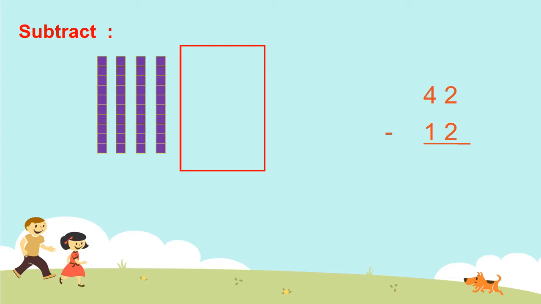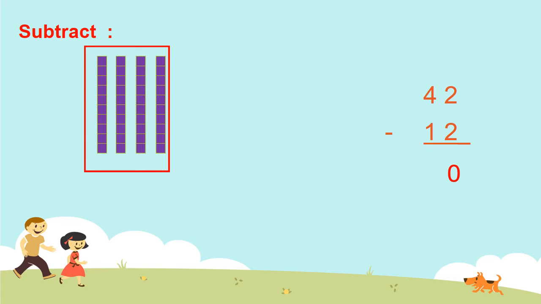I removed. What do I have in my ones? Yes, nothing. So how do I write this nothing? 0. Excellent. Good job. Now we go to the tens. I have how many tens? 4 tens. And I'm going to remove 1. So let's remove 1. How many do I have left? 3. Yes, good job. Excellent.